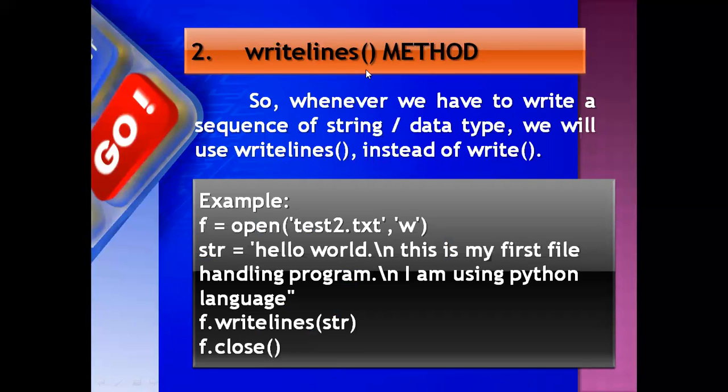So this is an example of writelines. Whenever we have to write a sequence of string data type, we will use writelines, a function method used instead of write. See the example: f equals open, this file is opening in write mode. str equals hello world slash n, next line, this is my first file. This line will be written here.